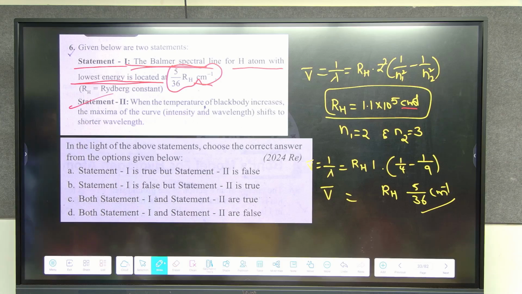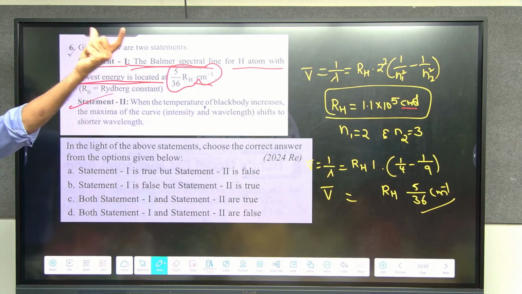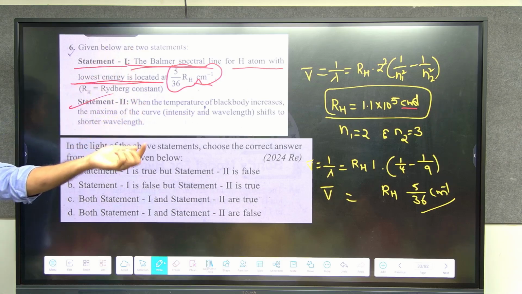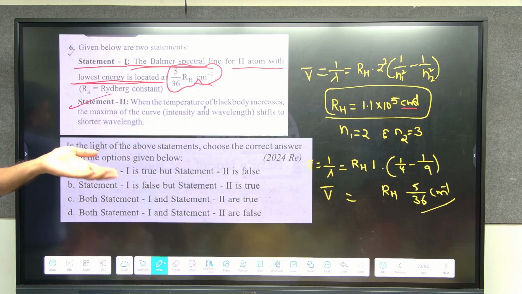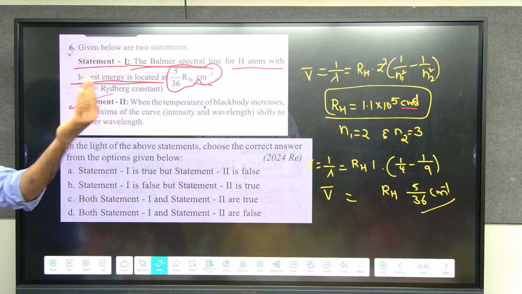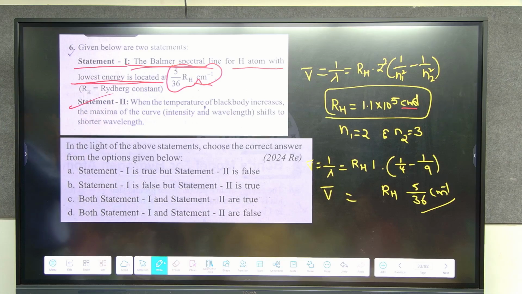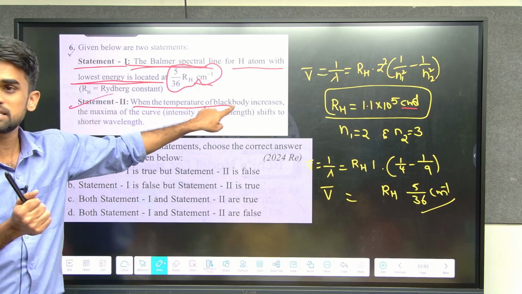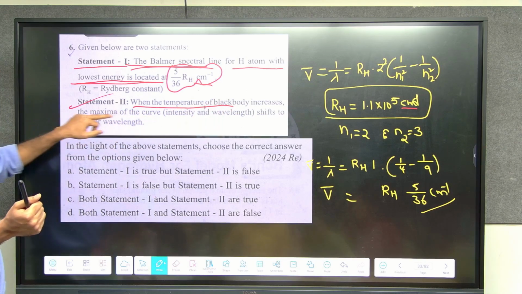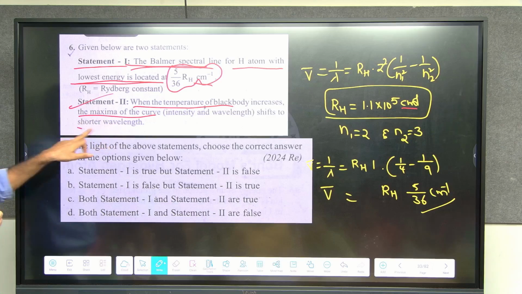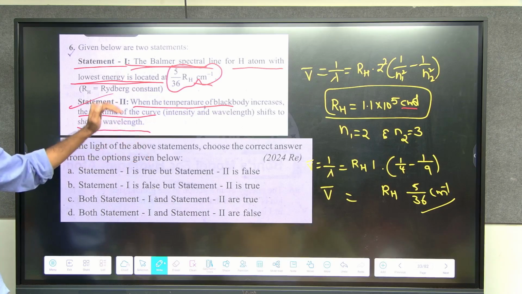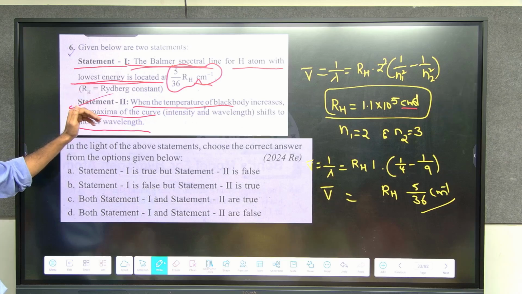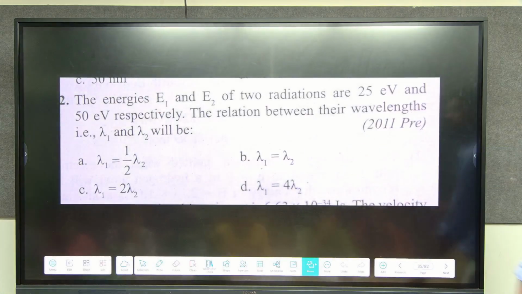Black body radiation, did we discuss a very little bit? I have given an introduction, like a graph I have shown you. What happens? As the temperature increases, the intensity maxima shift in wavelength towards the minimum side. So they are also saying the same thing. When temperature increases, the maxima of the curve shifts, and based on that you can solve this. So both statements are correct.